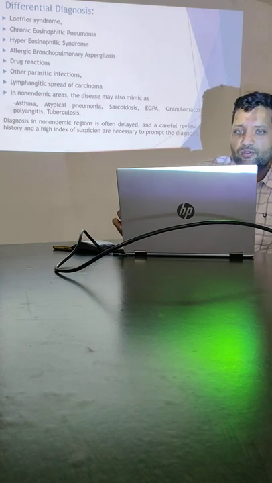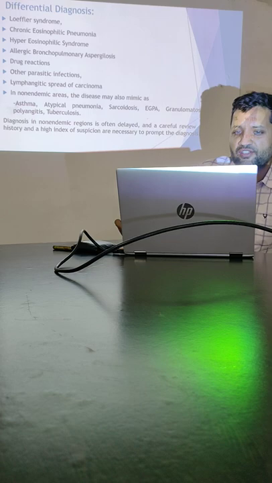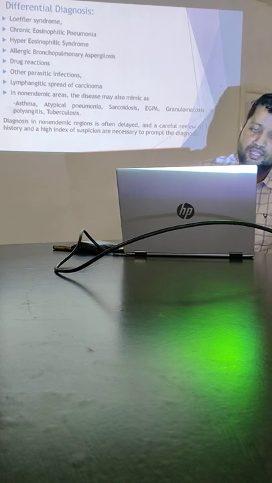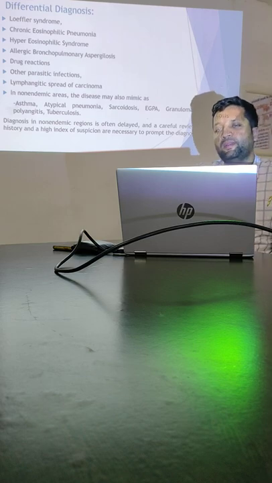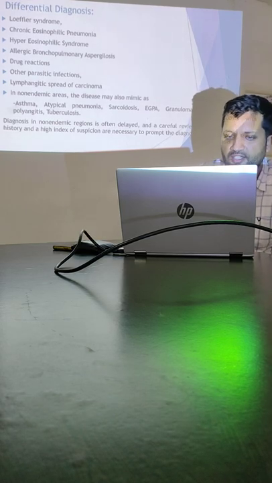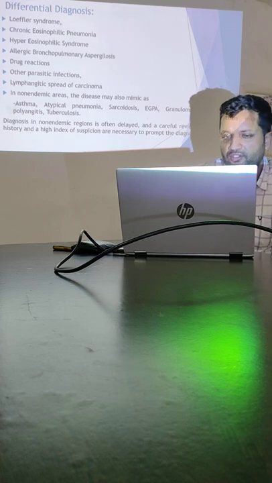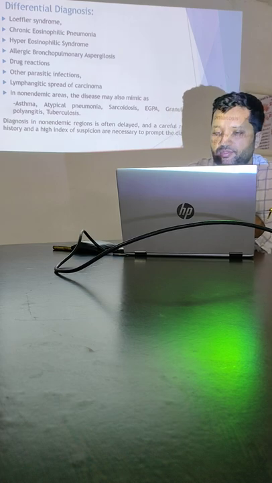The differential diagnoses include Loeffler syndrome, chronic eosinophilic pneumonia, hypereosinophilic syndrome, allergic bronchopulmonary aspergillosis, drug reaction, other parasitic infections, and eosinophilic infiltrates caused by carcinoma, and non-endemic area of incidence. Also many cases of asthma, atypical pneumonia, sarcoidosis, immunodeficiency, and tuberculosis. Diagnosis in non-endemic regions is often delayed; a careful review of travel history and a high index of suspicion are necessary.